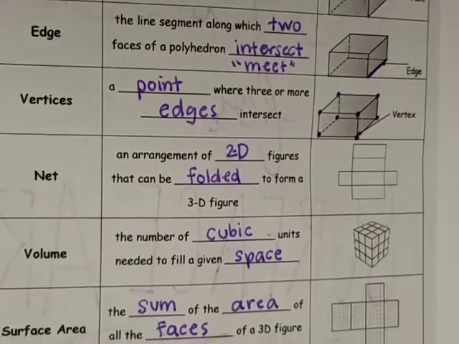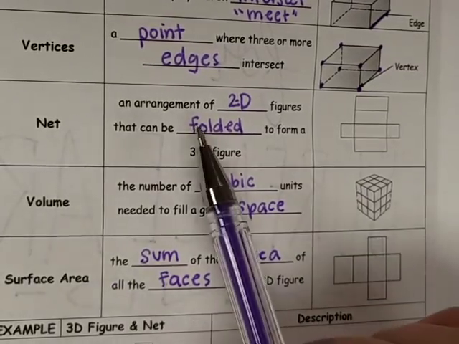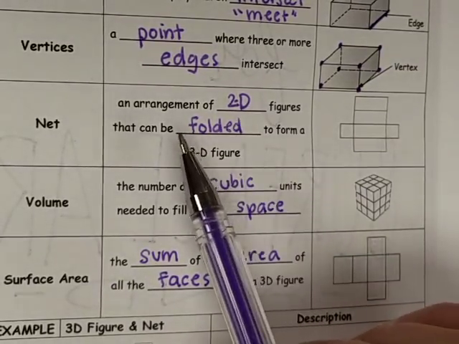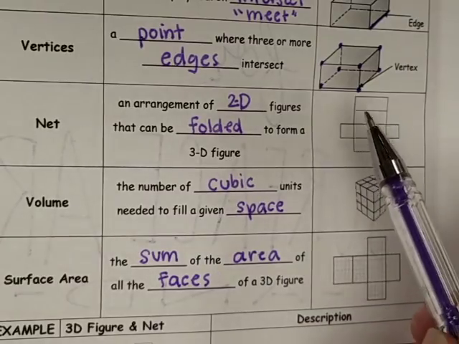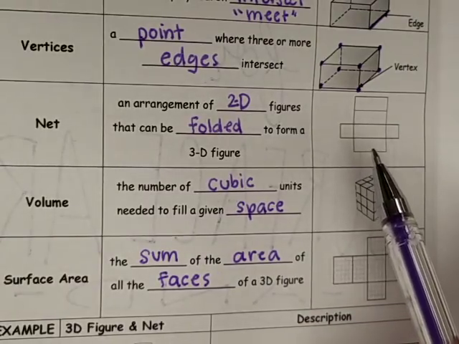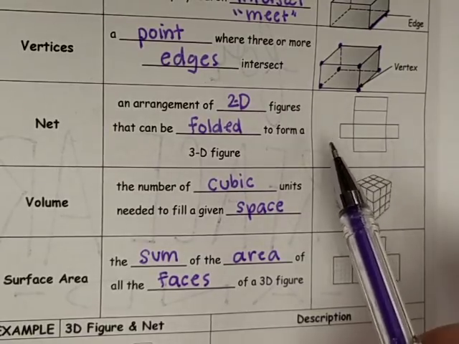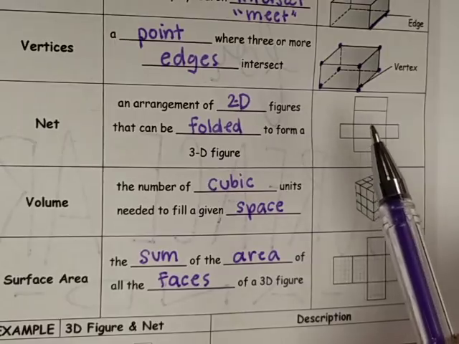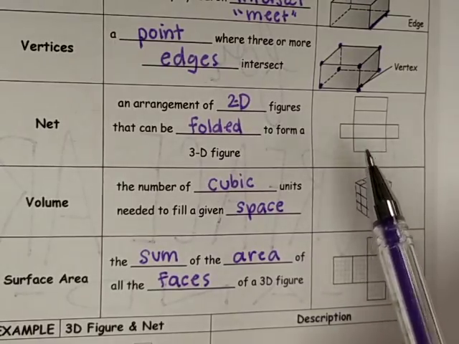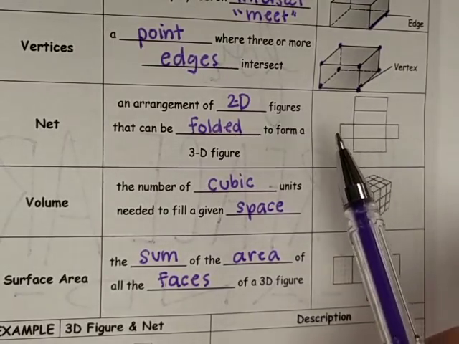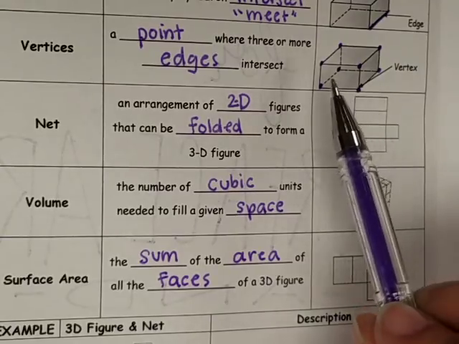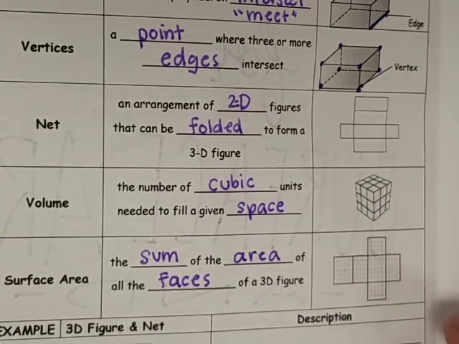we call vertices. All right, a net is an arrangement of 2D figures that can be folded to form a 3D figure. So if you look at this, you could think about packing boxes or moving boxes. They come flat, but then if you fold up the sides and fold up this side and fold that side and fold that up and tape it all together, it'll create a rectangular prism just like here. So this is a net. It's taking a 3D figure and unfolding it.